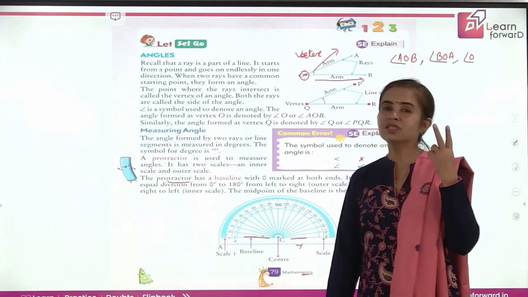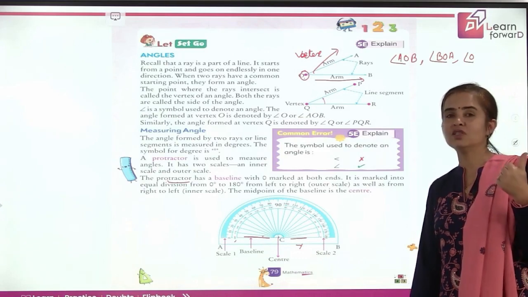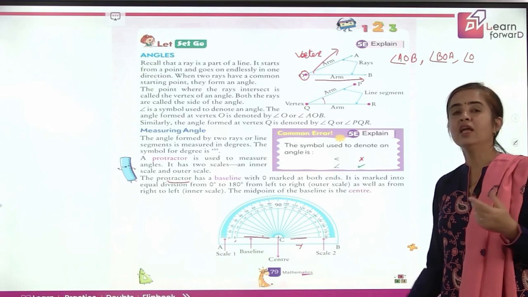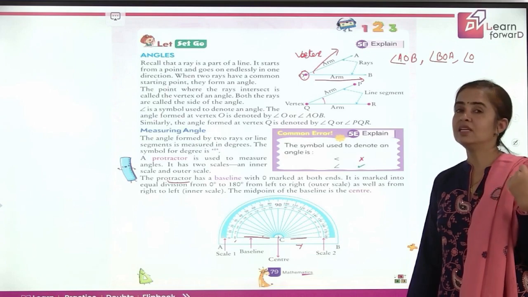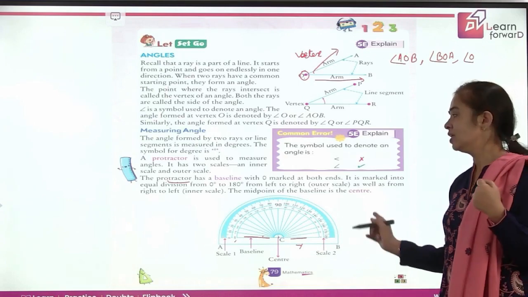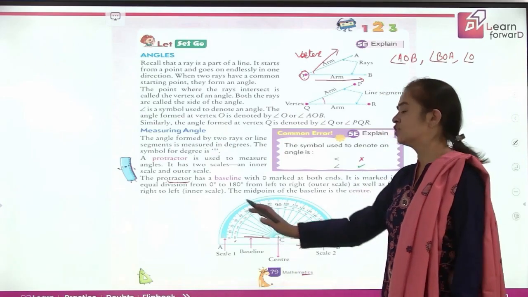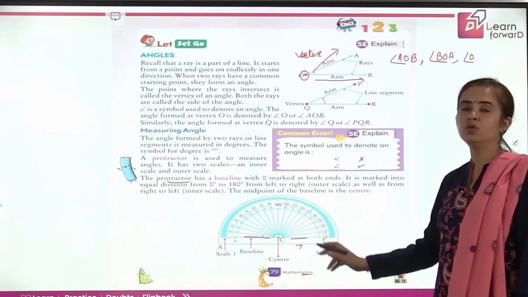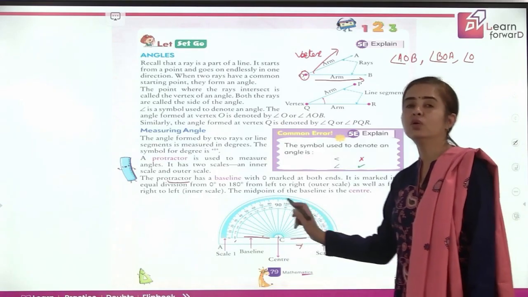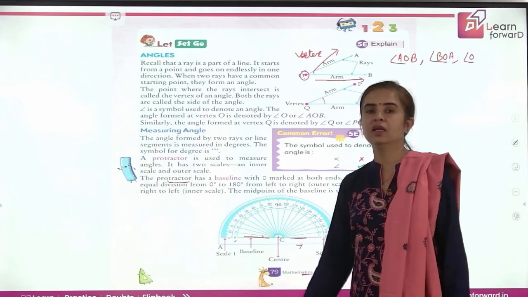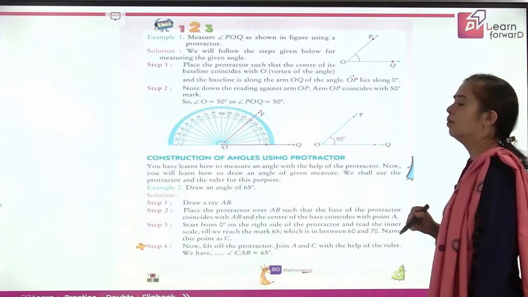These are the two scales of your protractor. Just like in your scale, you have inches on one side, centimeters on the other side. Your protractor also has two scales, but the scales are equal. Inches and centimeters are not the same, but here these degrees are equal. The only difference is one scale starts from the left side 0 and goes up to 180 on the right side. The other scale starts from the right side 0 and goes up to 180 on the left side. Now, why this? Let's understand the significance of these two scales on the protractor.